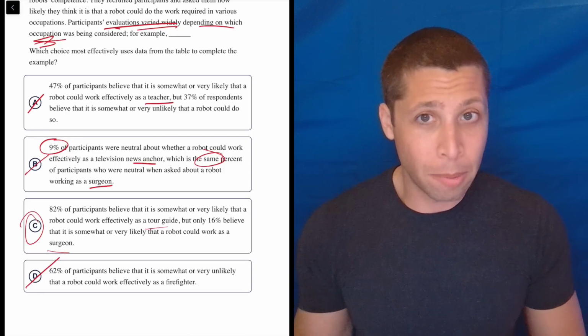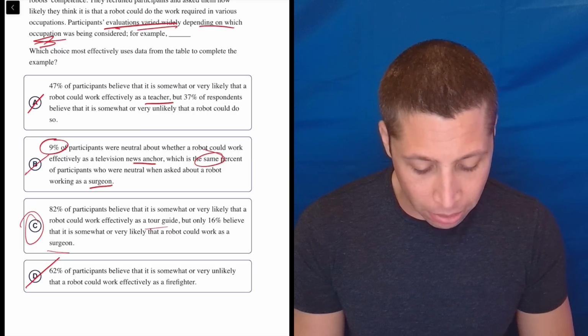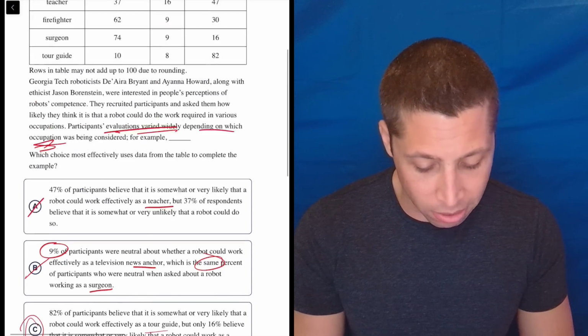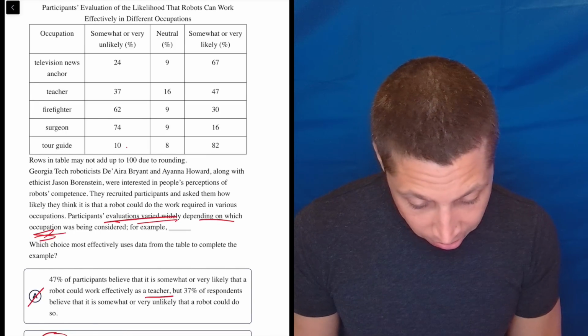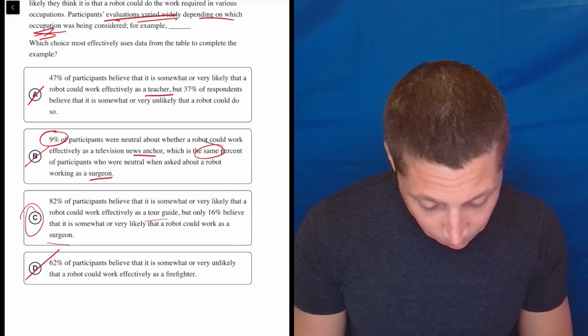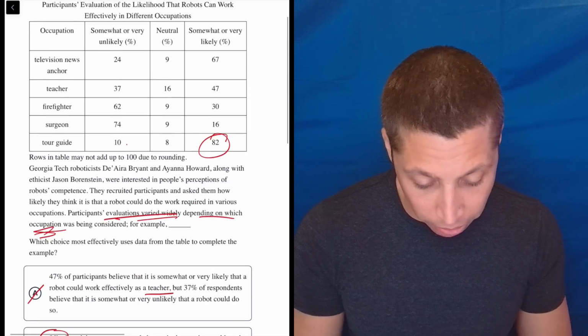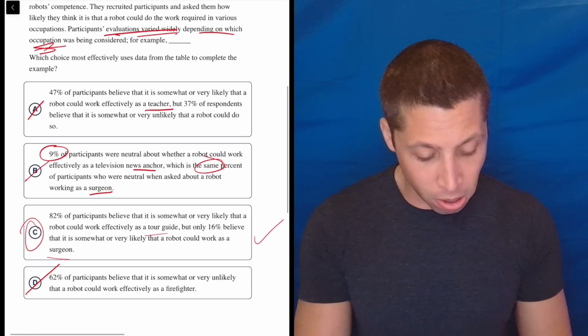Now, if I really wanted to be sure that I wasn't falling for a trap, I could just go back and double check. So 82% believe that it is somewhat or very likely that a robot could work as a tour guide. So tour guide is here, somewhat or very likely, 82%. Only 16% believe that it is somewhat or very likely that a robot could work as a surgeon. Surgeon, 16%. Yeah, all checks out, right?